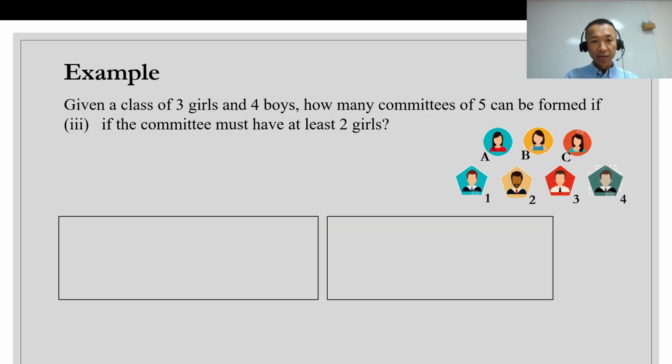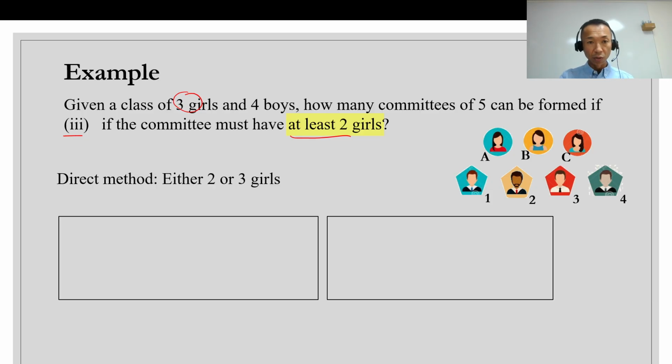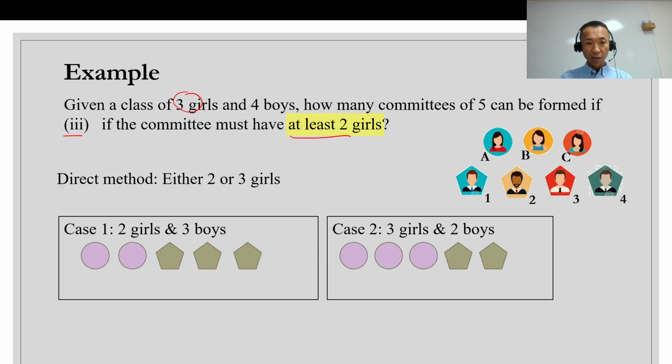What if part 3, the committee needs to have at least 2 girls. Right, at least 2 girls. The direct method to do it is, if you have 5 people, if 2 are girls, 3 must be boys. But you can also have 3 girls and 2 boys. Correct? But because there are only 3 girls here, you either have 2 girls or 3 girls. So break the cases up to get 2 girls and 3 boys, and 3 girls and 2 boys.